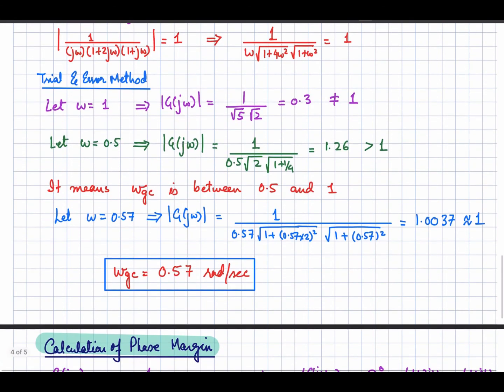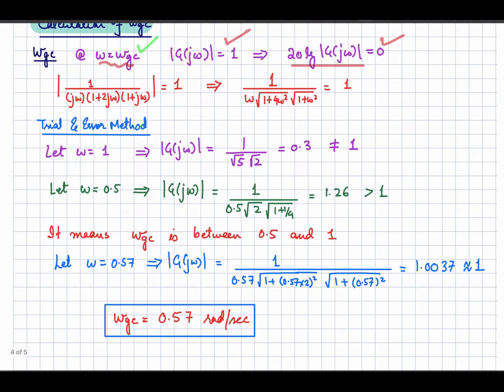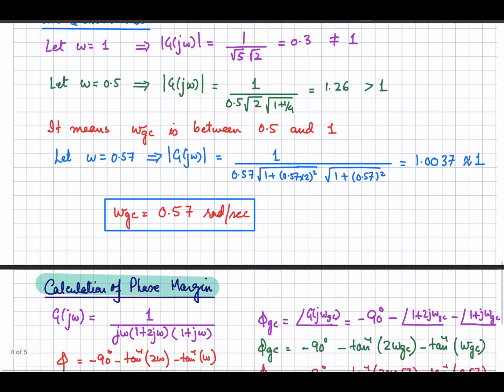If you play with that and calculate, I have just shown you the final value. If you take omega equal to 0.57, the magnitude is equal to 1.0037, that is nearly equal to 1. So the gain crossover frequency is nearly equal to 0.57 radian per second, right? So we are taking the magnitude equal to 1, and the dB gain will be equal to 0, because 20 log of 1 will be equal to 0. So 0 dB gain, or the magnitude equal to 1, the frequency at which this condition will be established, that is called the gain crossover frequency, and that is 0.57 radian per second.